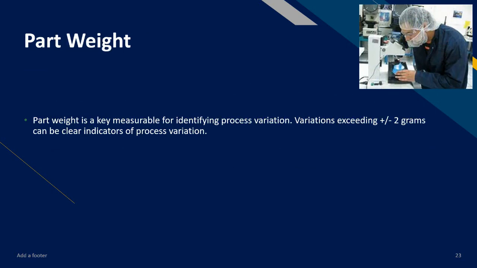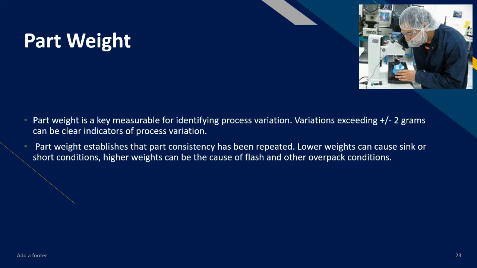Part weight is another key measurable for identifying process variation. So variations exceeding plus or minus 2 grams can be clear indicators of process variation in smaller parts. Now, this variation is going to be larger for bigger parts, so the best formula to use would be plus or minus 3% either side, so 3% based on the grams of a good part. So part weight establishes that part consistency has been repeated.